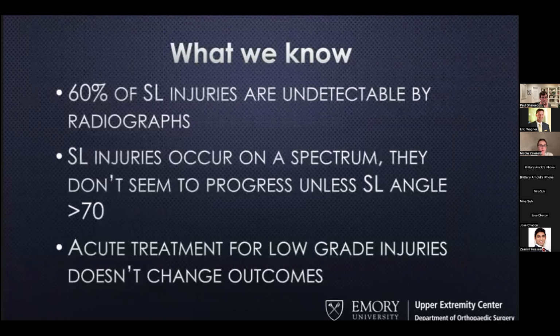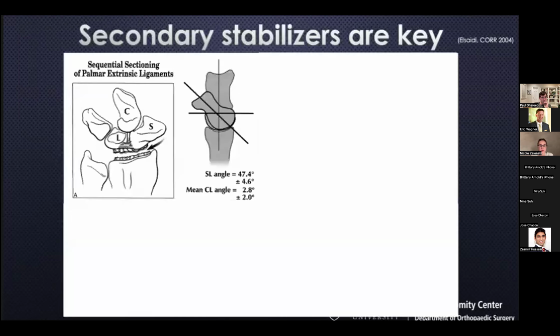So I think that what we know based on the literature is that about 60% of SL injuries are undetectable by radiographs. They occur obviously on a spectrum, and they don't seem to progress unless the SL angle is over 70. We also know that acute treatment for at least low grade injuries, or at least up to a Geissler grade 3, doesn't seem to change outcomes. The Mayo study showed us that.